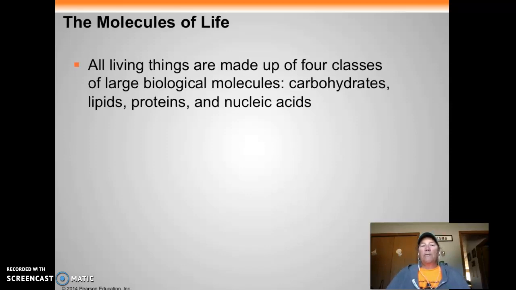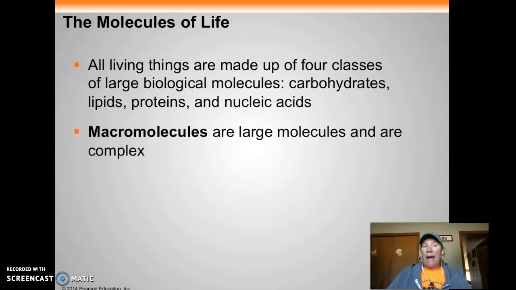So we have molecules of life. Again, they're called biomolecules, and there's actually only 4 major groups. The first one is carbohydrates, made out of carbon and hydrogen. There's lipids, which another name for is fats, proteins, and nucleic acids. Those 4 are what we call biomolecules, and they pretty much make up living things.